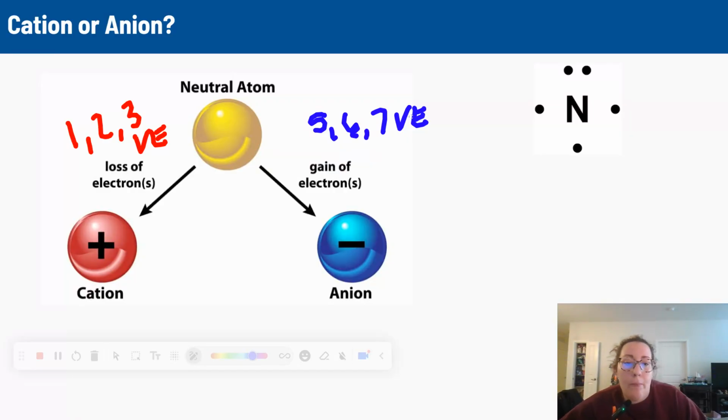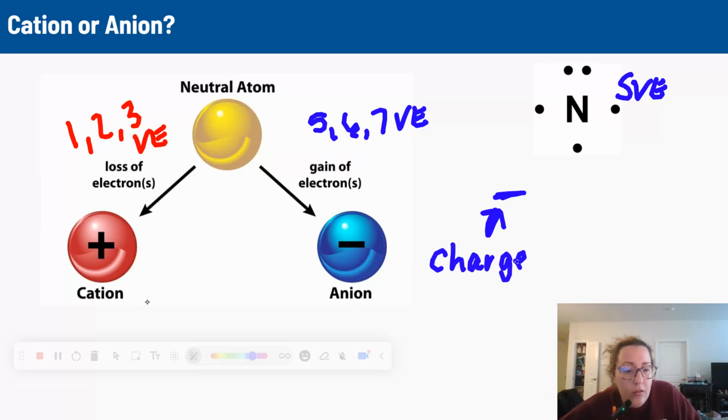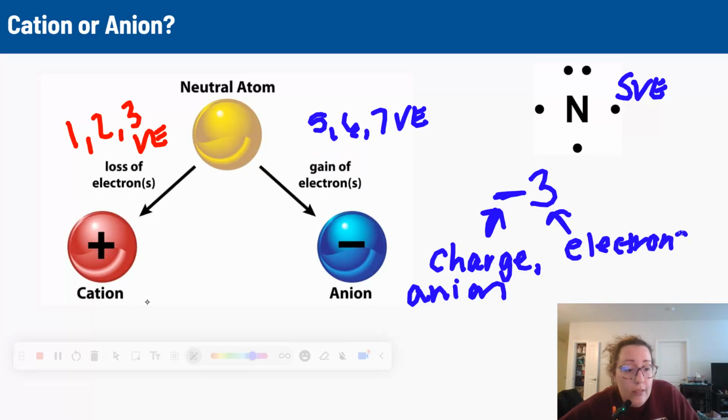Okay. So we know that nitrogen has 5 valence electrons, which means that it's going to have to gain electrons to meet the octet rule. So we know it's going to have a negative charge. The negative means the charge, and it's an anion. If it has 5, it needs 3 more to get to 8. So it's going to have a negative 3 charge. This is the electrons it's going to, in this case, gain.